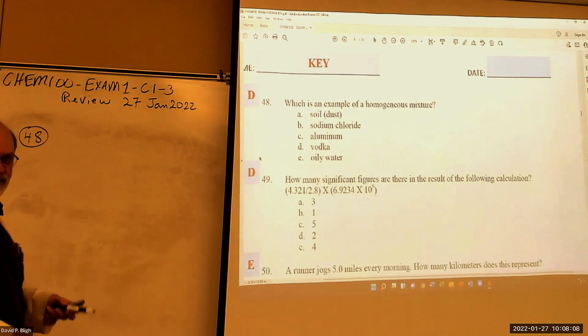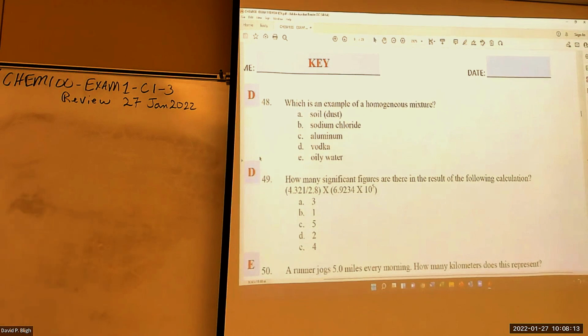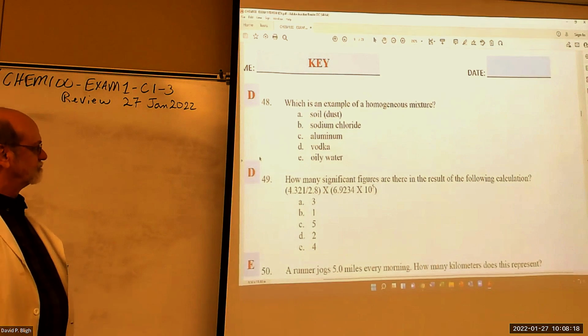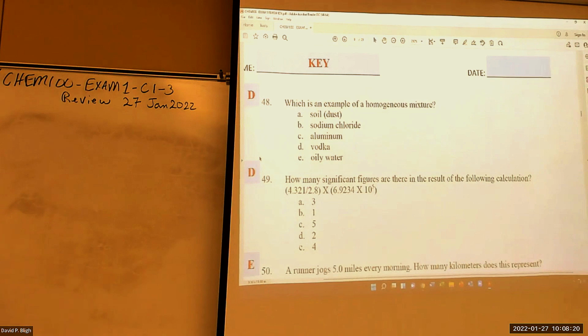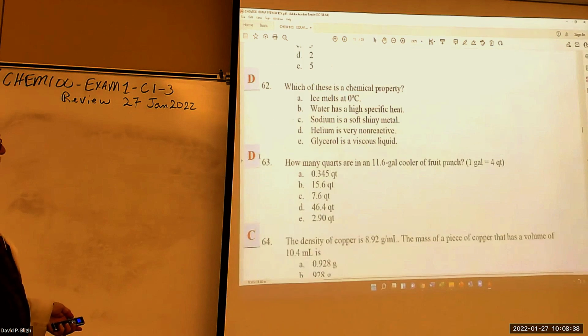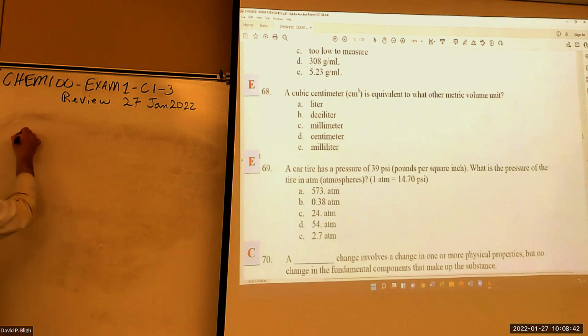Booze is a homogeneous mixture. Wine is a homogeneous mixture. Beer is a homogeneous mixture. 48. Let's see. Skip past some redundants and go to way down. 68. See how close I can get. There it is. 68.